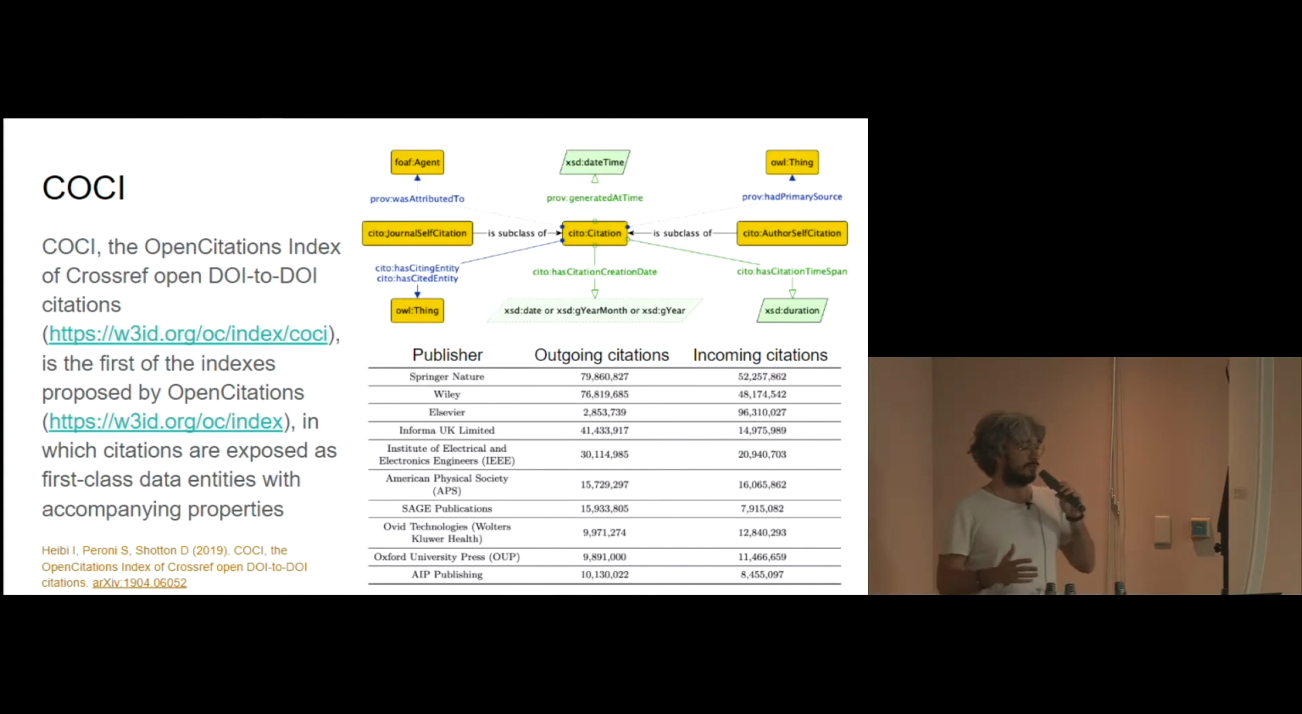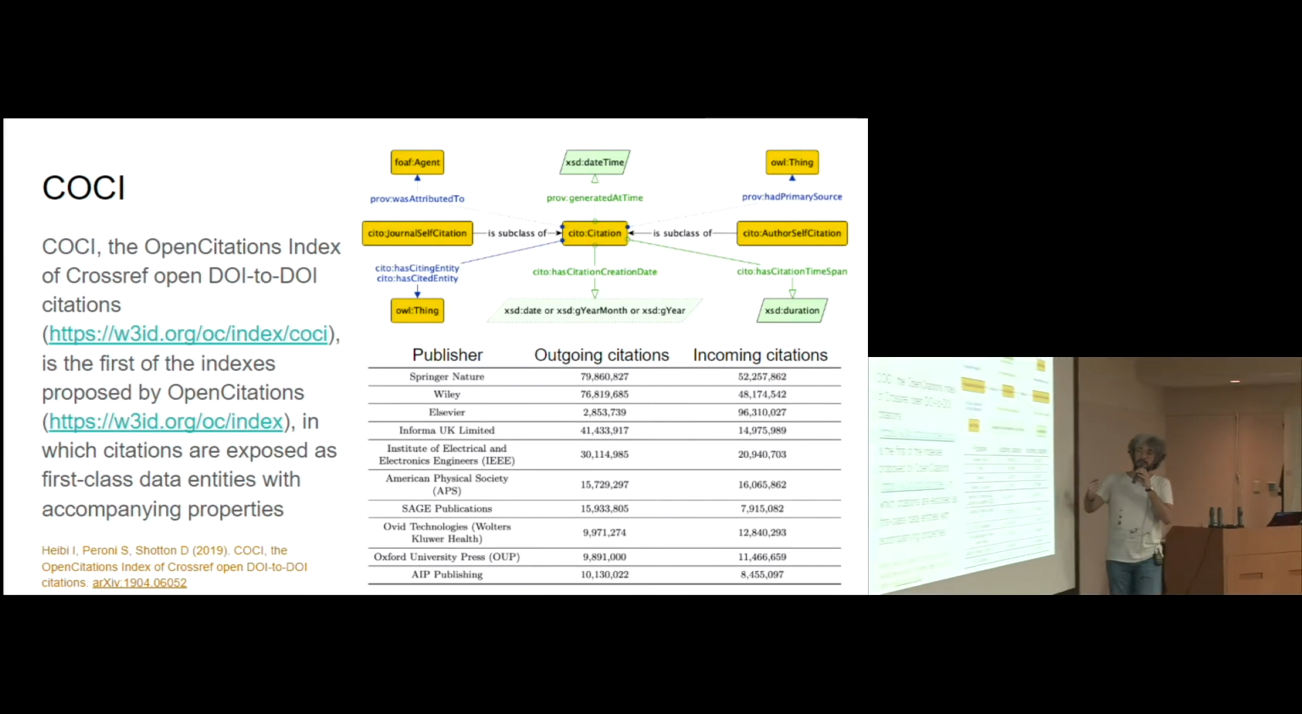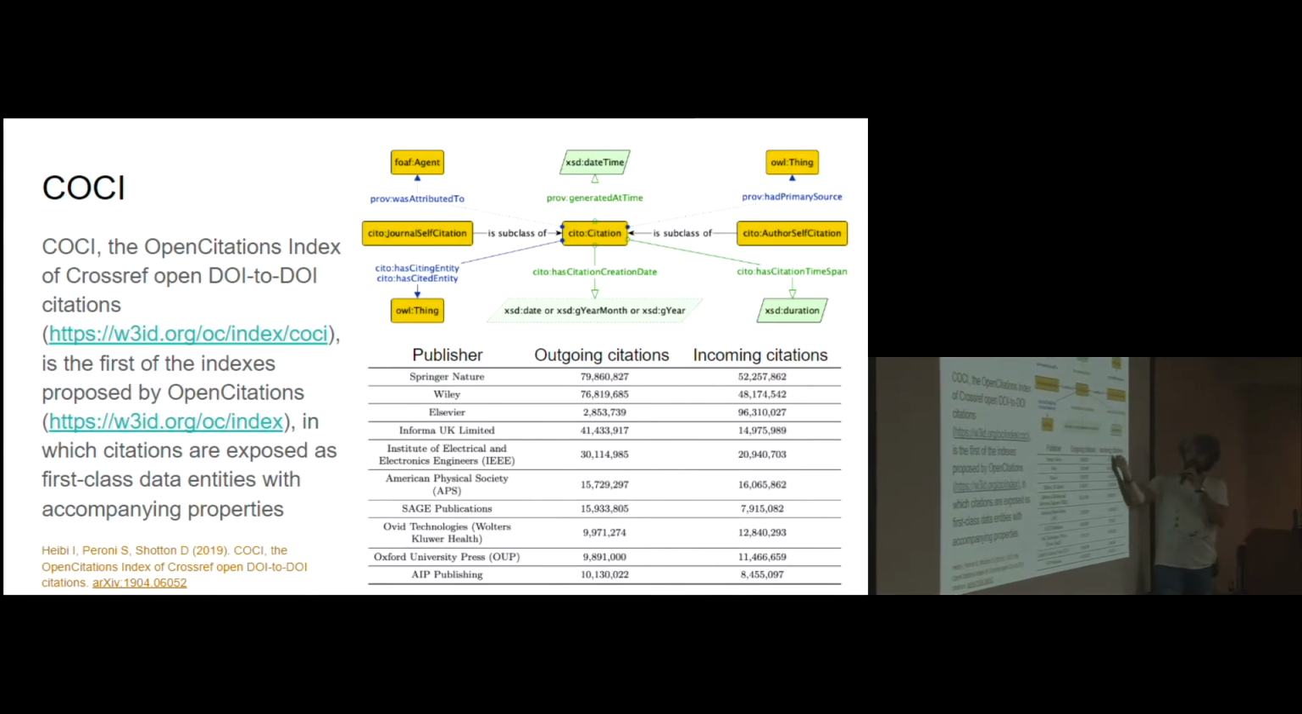So COCI, just to provide you a brief introduction to it, is the Open Citation Index of Crossref open DOI-to-DOI citations. Basically, it is built by taking all the DOI-to-DOI links included in the dataset we can access in Crossref, converting them into RDF, and putting all our services in front of it in order to access this data. And the table in this slide shows how many citations papers published by these publishers are making to other papers or receiving from other papers.